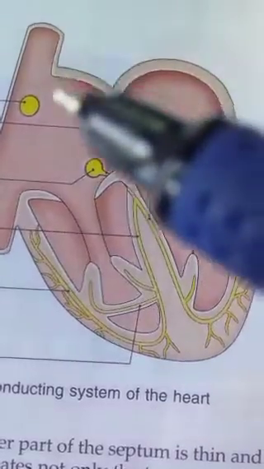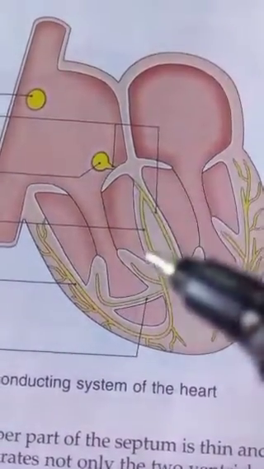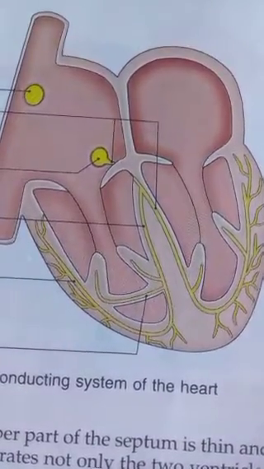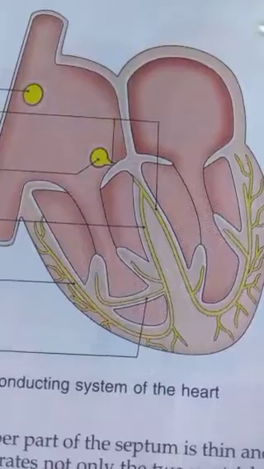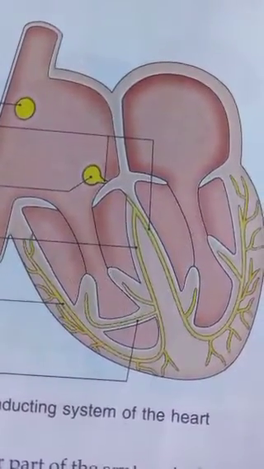Any abnormality or disturbance in the conducting system of the heart leads to various types of arrhythmia, which means disturbance in the normal rhythm of the heart.